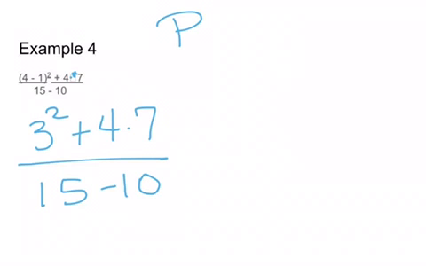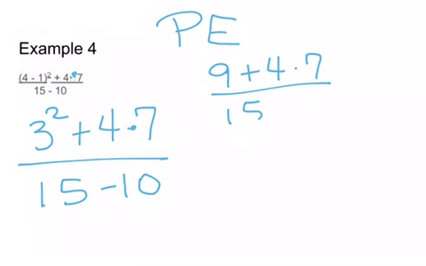And now we need to take care of any exponents in the top of it. They're in the grouping symbol that we're working with. We want to work with the top of the fraction and complete it out, and then we'll work with the bottom of the fraction. So we now have some exponents. We have 3 to the second power. That's 3 times 3. So that will give us 9 plus 4 times 7 over 15 minus 10. We have to do any multiplication and division in our grouping symbol in the top. We do have 4 times 7, which is 28.